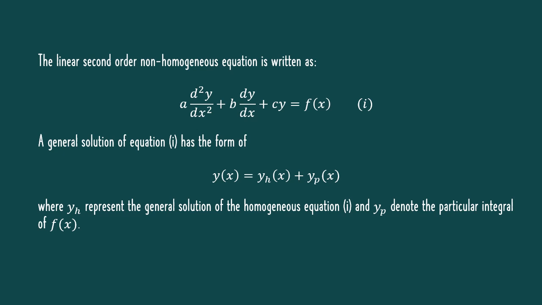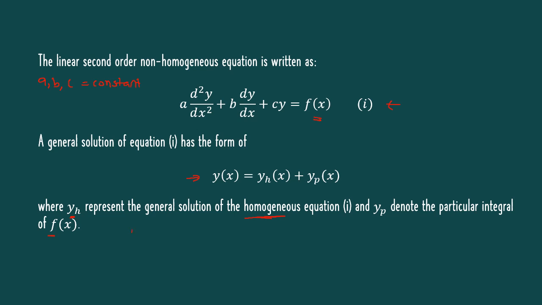The linear second order non-homogeneous equation is written as equation number 1: a d²y/dx² + b dy/dx + cy = f(x), where a, b, and c are constants, while our f(x) must be in terms of x. So the general solution of equation 1 has the form y(x) = yh + yp. yh represents the general solution of the homogeneous equation of equation 1, and yp denotes the particular integral of f(x).